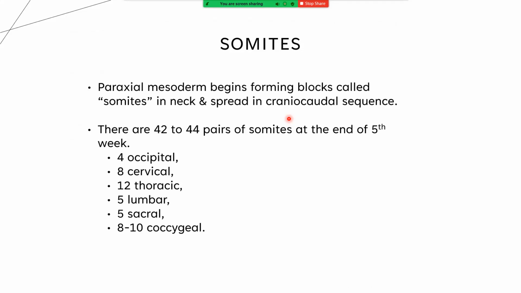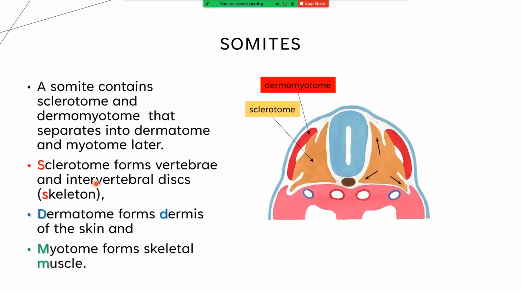Paraxial mesoderm begins forming blocks called somites in the neck and spreads in cranial to caudal sequence. There are 42 to 44 pairs of somites at the end of the 5th week. Well, you don't have to memorize all this, but there are 4 occipital, 8 cervical, 12 thoracic, 5 lumbar, 5 sacral, and 8 to 10 coccygeal somites.